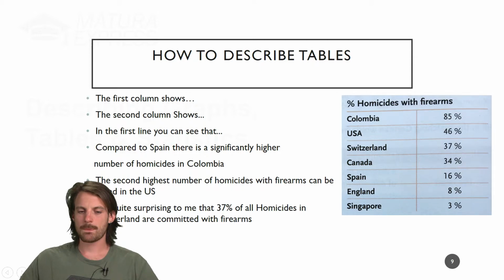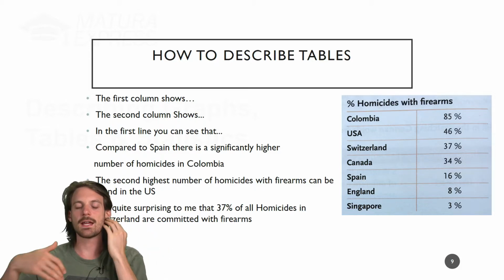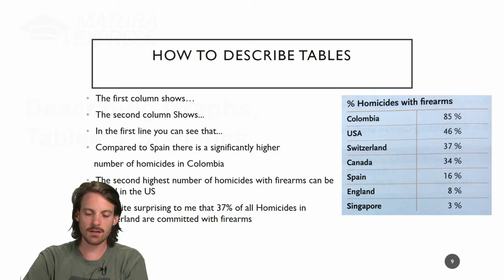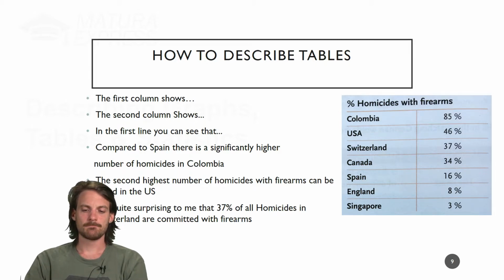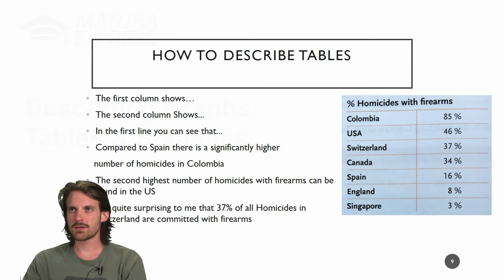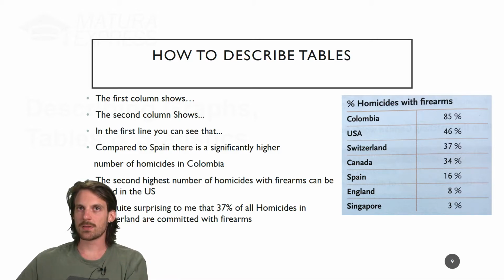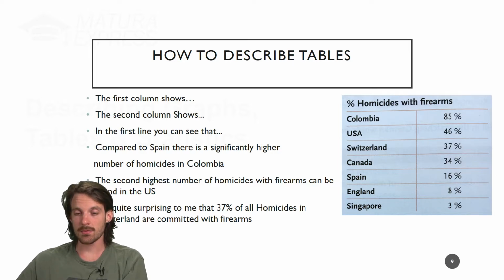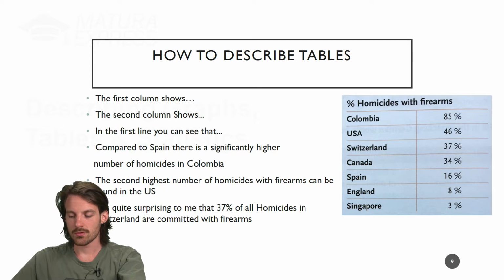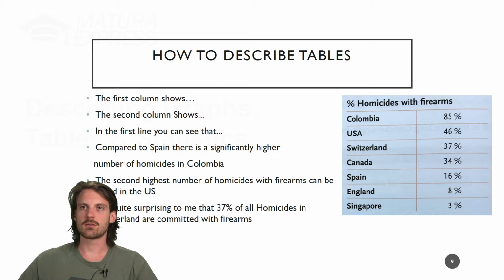Describing tables is something different than describing graphs and bar charts and pie charts. Basically you can just start with the first column, the second column, and so on, and compare them. It's very important. But at first, before you start comparing all the things you can read here, it's important to mention what this table shows and what it is all about. So the really general things, and then you get more specific about it.